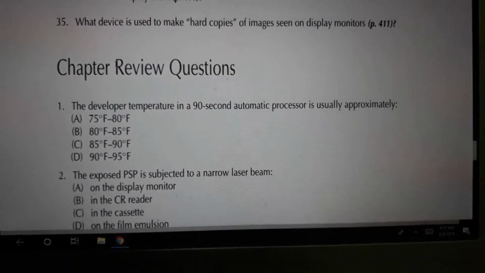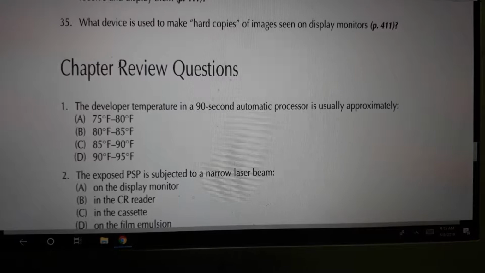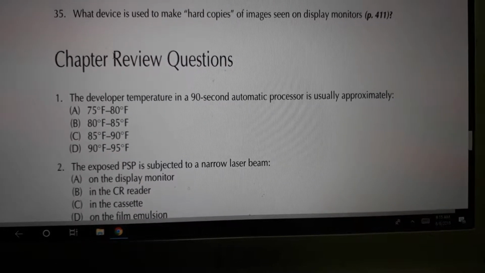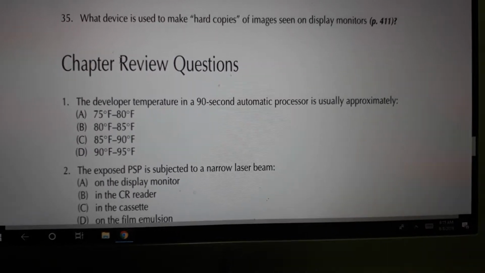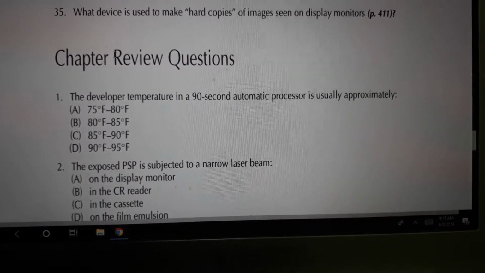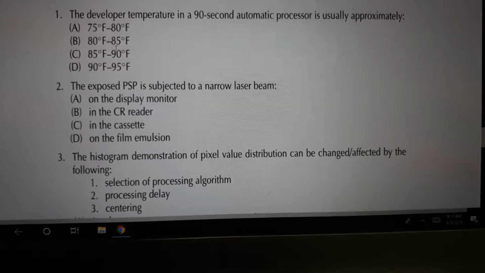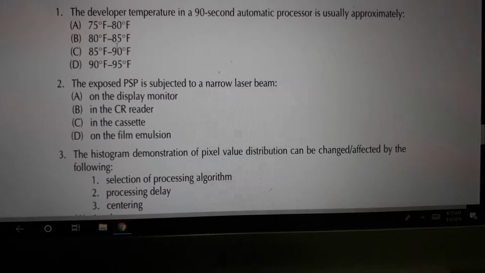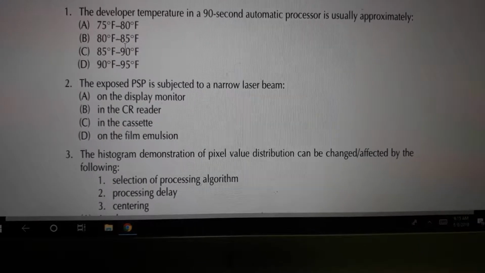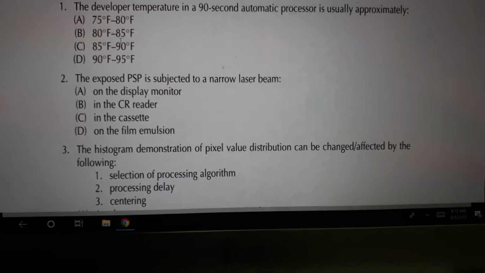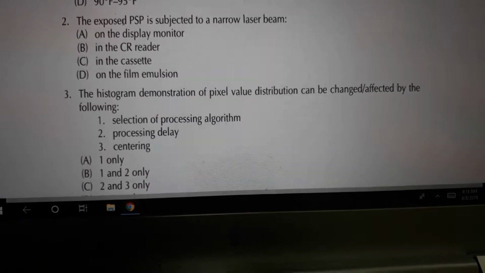First question: the developer temperature in a 90-second automatic processor is usually approximately. Answer is 90 to 95 degrees Fahrenheit. Next question: the exposed PSP is subjected to a narrow laser beam. Answer is in the CR reader.